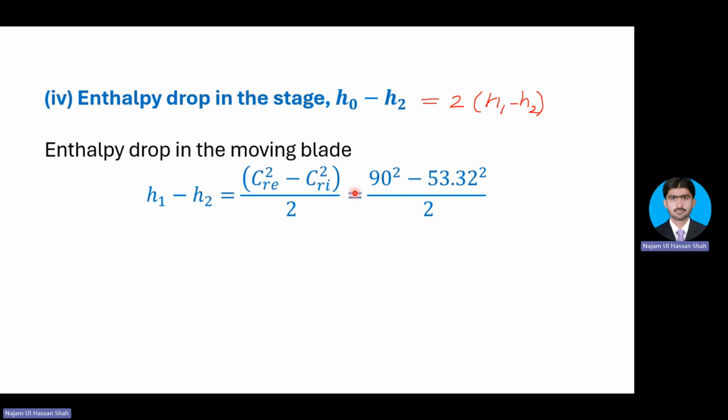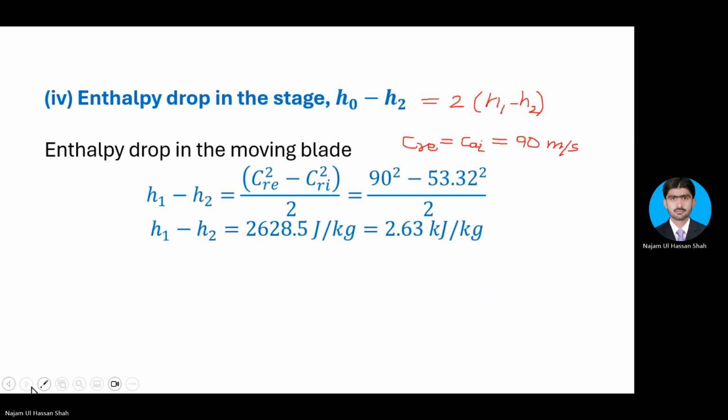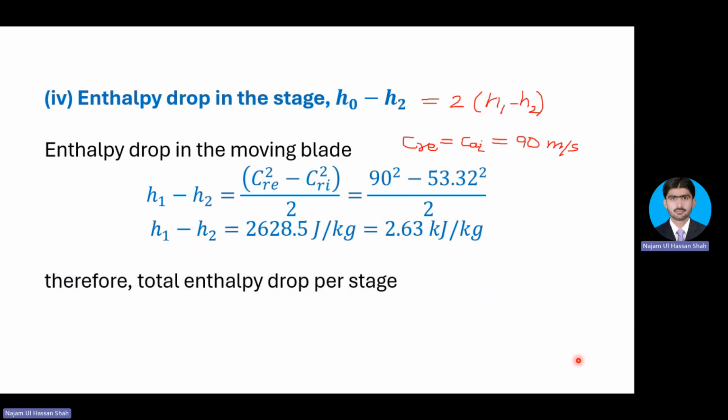Substitute the values, since from the symmetry of the triangle, CRE is equal to CAI, which is 90 meter per second. And CRI we determined 53.32. So you can substitute the values, calculate. The answer is 2.63 kilojoule per kilogram. Therefore, enthalpy drop per stage will be twice of this value, that is 5.26 kilojoule per kilogram is the final answer.